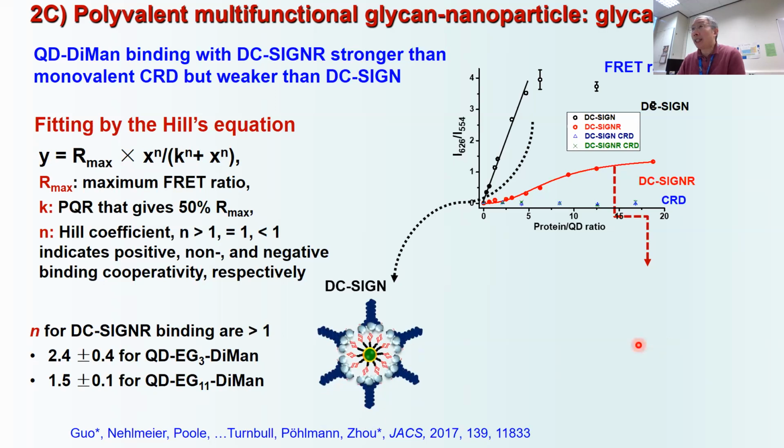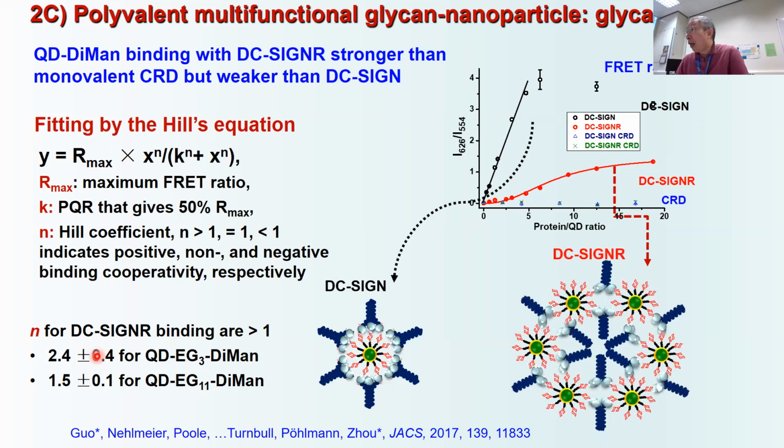Using this, we can fit the curve and find the Hill coefficient, and it's greater than 1, which means that for DC-SIGNR it's positive cooperativity, most likely caused by a cross-linking kind of interaction. So based on all these, we thought DC-SIGN uses all of its 4 sugar binding domains to bind to 1 quantum dot, while DC-SIGNR uses 2 of them to bind to 2 separate quantum dots and then causes cross-linking.